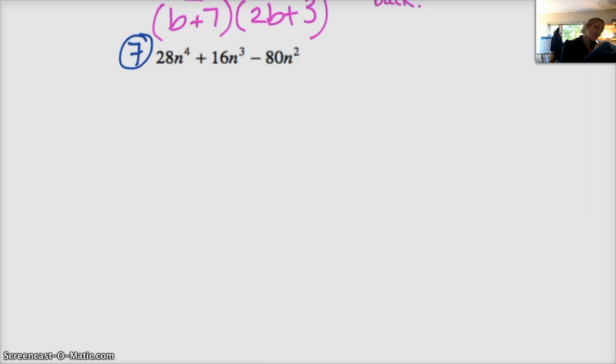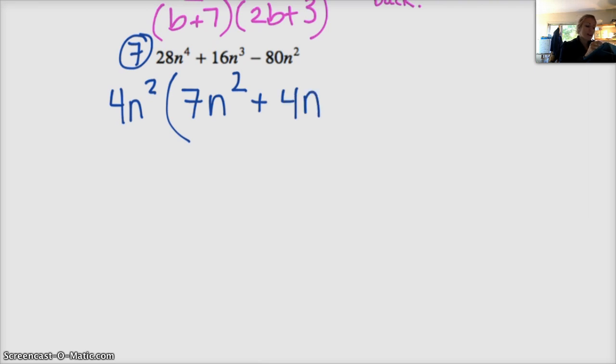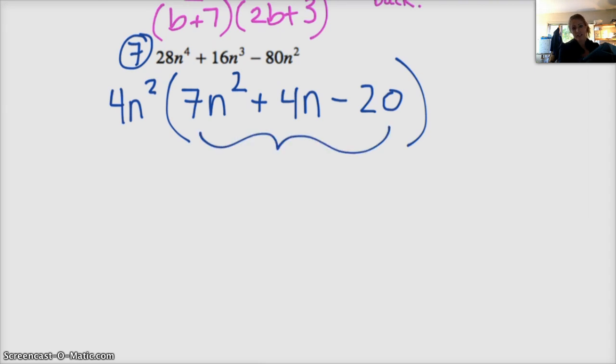Okay, so when you pull out a 4n squared, the 28n to the 4th, you're left with 7n squared. The 16n cubed, you're left with 4n. And the minus 80n squared, you're left with minus 20. And so now all you have to do is factor this inside part. Don't forget about your 4n squared. That's still there. It doesn't disappear. It's just out there chilling out there, and then you factor the rest of this. Okay? And then I'm going to do that the same way that I did the previous problem.